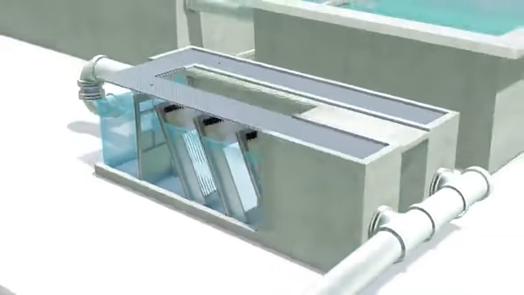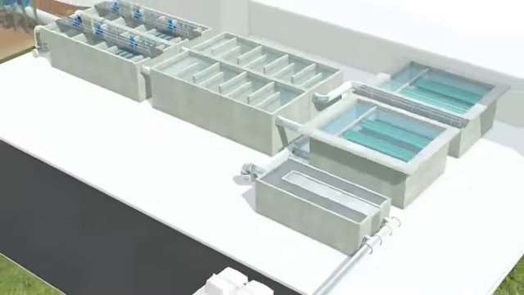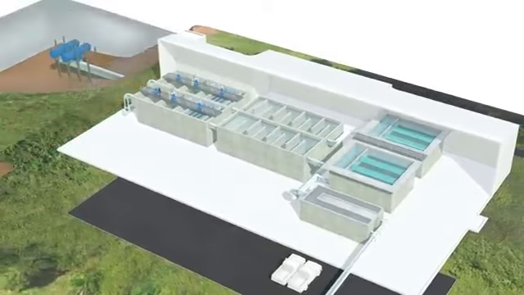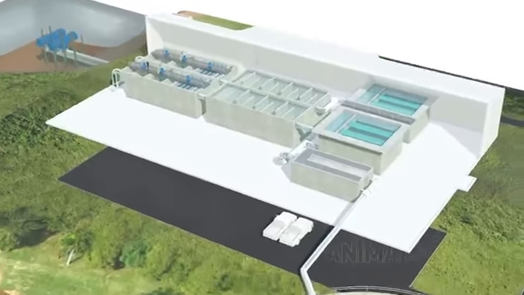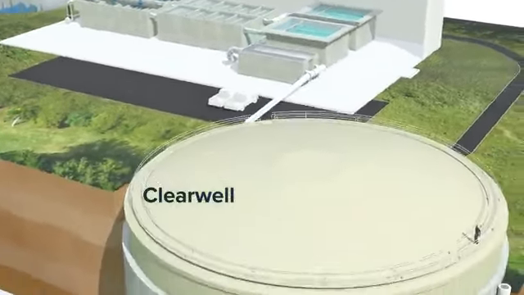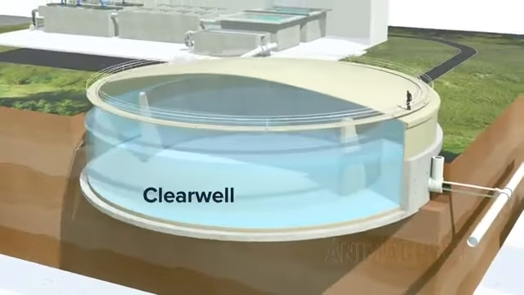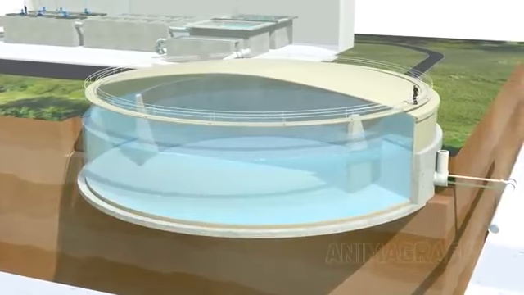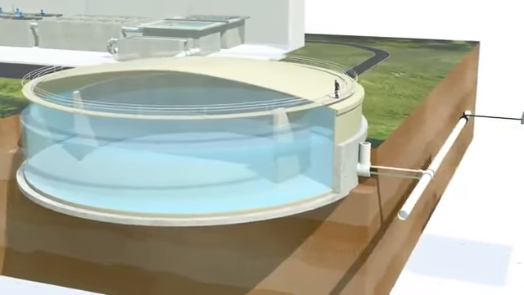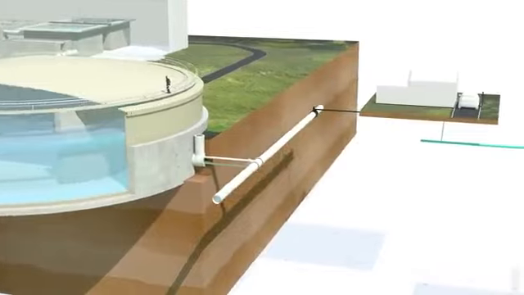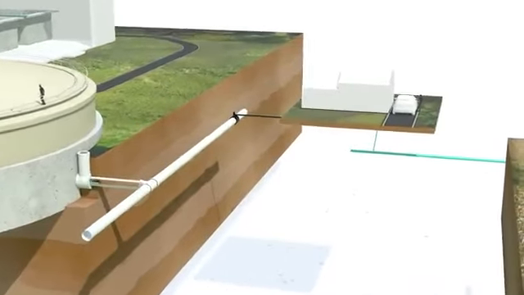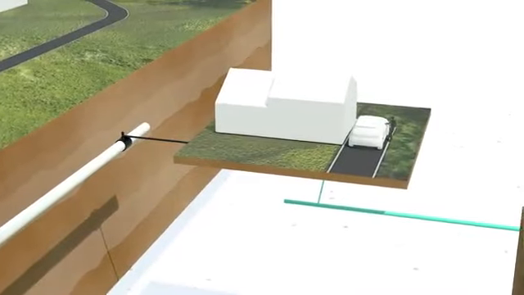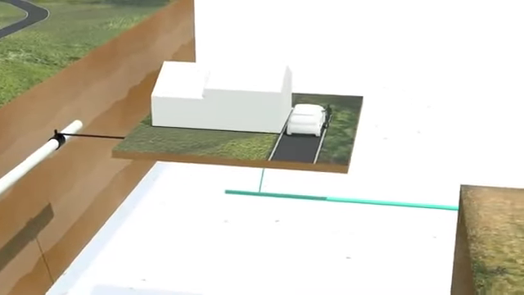The water is now ready for public consumption. It flows into what's called a clear well for storage, or into the municipal system for use. Now let's look at what happens to water after we use it.